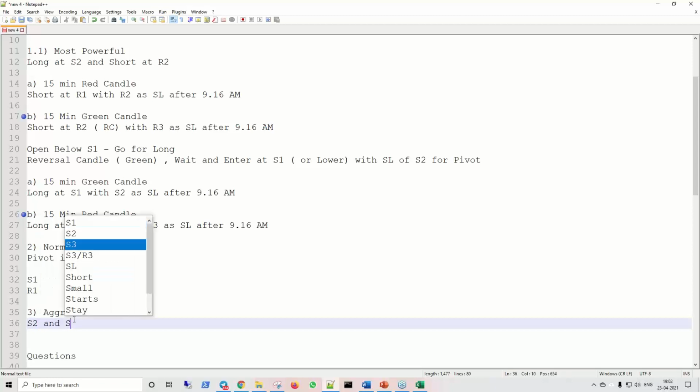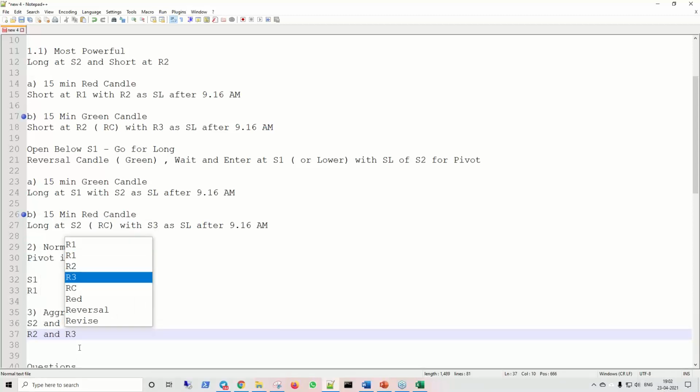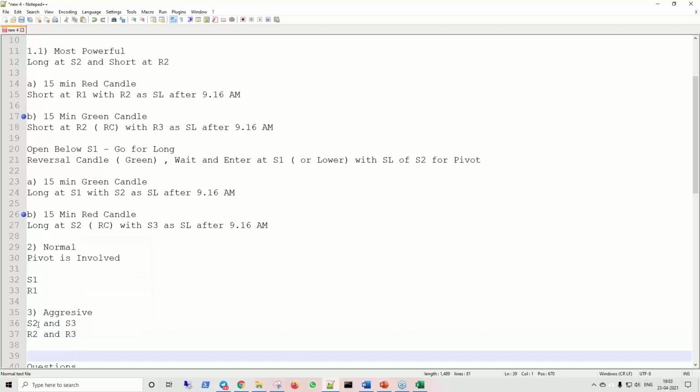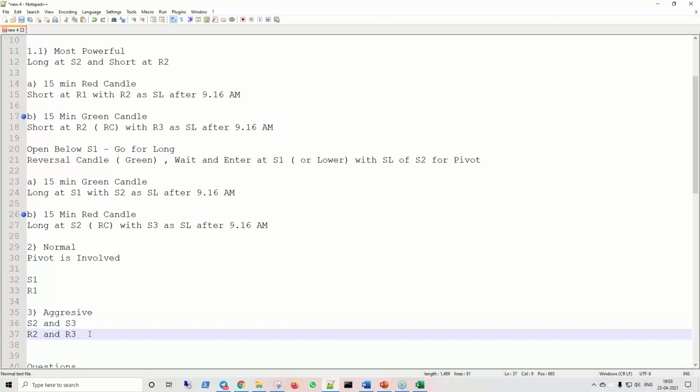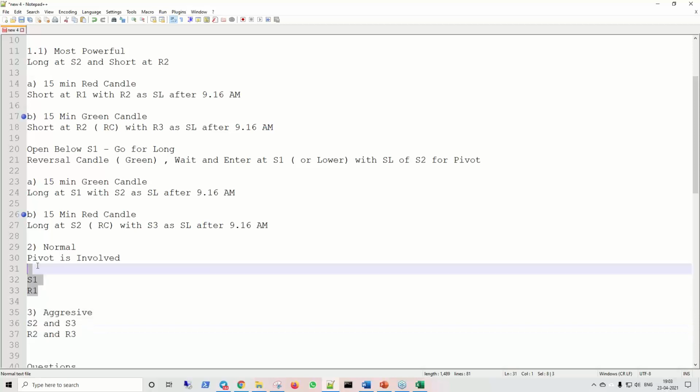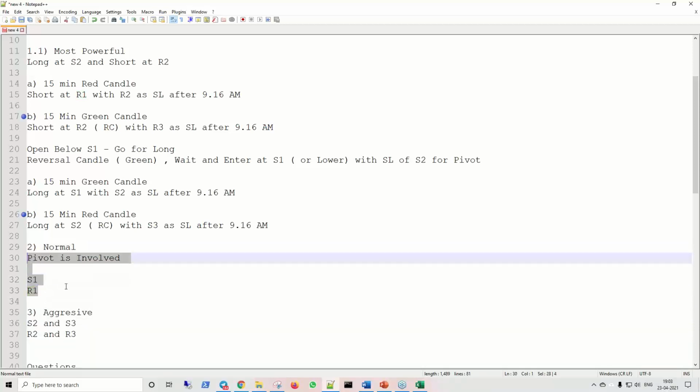S2 and S3, R2 and R3. These are a little risky. If the open is between S2 and S3, you can go long at S3 with S4 as SL, and if the open is between R2 and R3, you can go short at R3 with R4 as SL. These are aggressive setups. These are normal setups whenever pivot is involved. Maybe you can use this for your exit strategies.